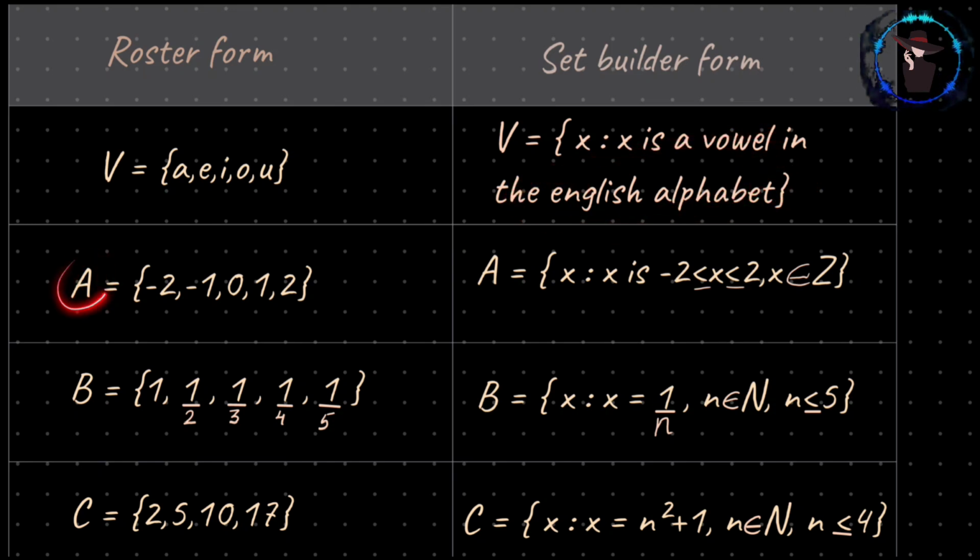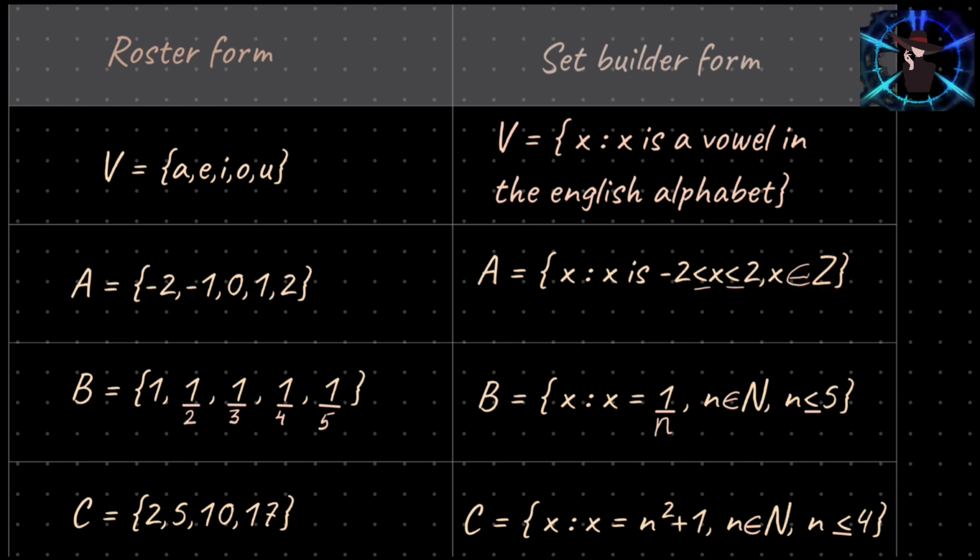Now we have another set A with the numbers -2, -1, 0, 1 and 2. So what are these elements? X, such that X is from -2 to, less than or equal to, 2. X means the element lies between -2 and 2, also equal to -2 and 2, that is, less than or equal to, where these elements belong to Z.